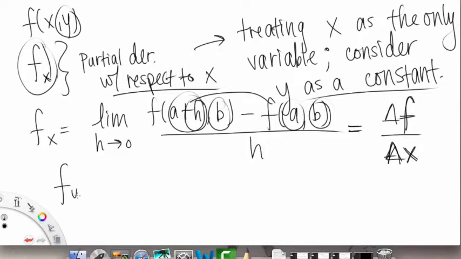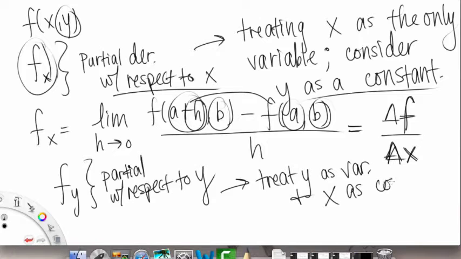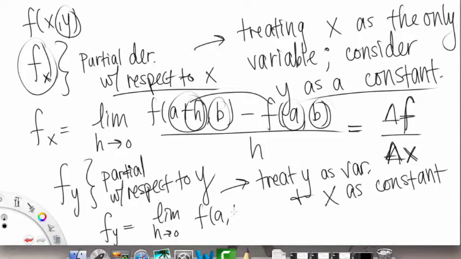On the other hand, if we had f sub y, this is our partial derivative, and sometimes we just call it a partial, to make it shorter, like the partial with respect to y. Conversely, we treat y as the variable and x as a constant. So we're flipping the roles. f sub y is equal to the limit as h goes to 0 of f of a, b plus h, minus f of a, b, all over h. See how the x spot is just a and a? That stayed the same. x is a constant, and y is the thing that's changing.